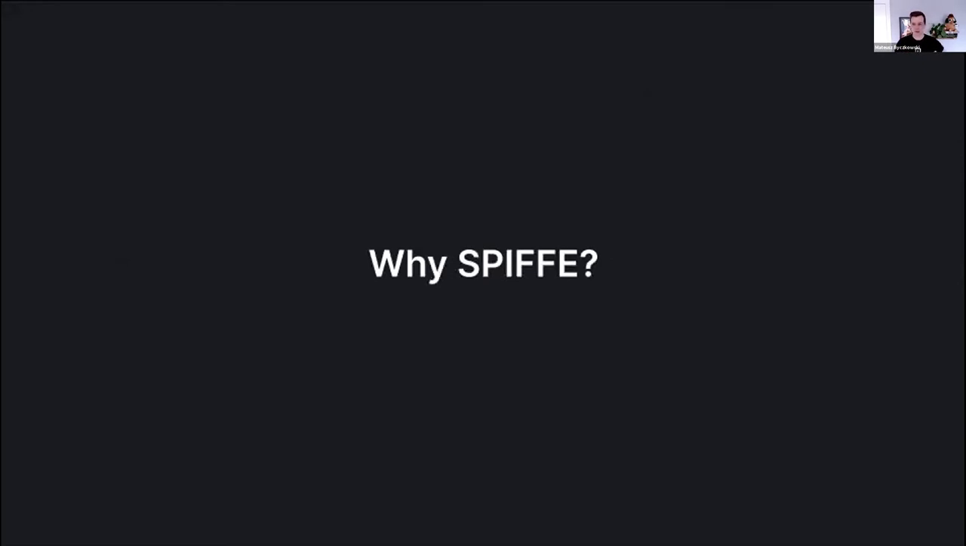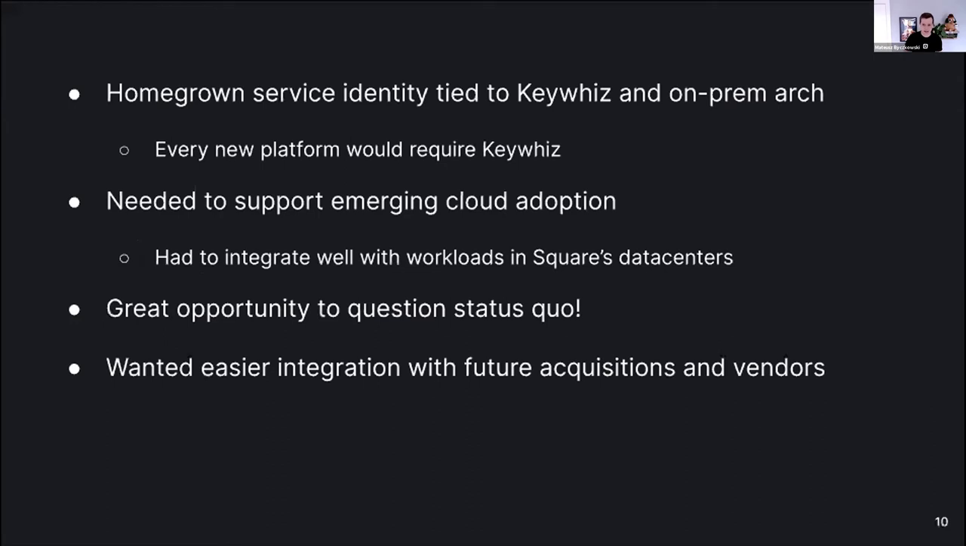We have something that seems to be working well for us. The big part where our service identity system comes short is that it's tied to Kiwis and tied to our on-prem architecture. We don't use Kubernetes, we have our own data centers, we have bare metal and so on. If we wanted to take this to the cloud or any other places, it would have to come with Kiwis, so we would have to build all those different things that we have in order to bring the service identity with us.